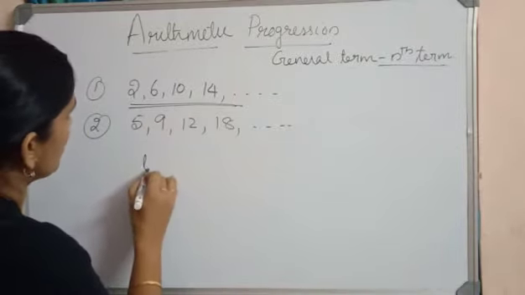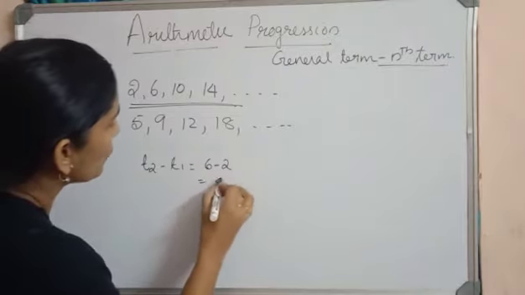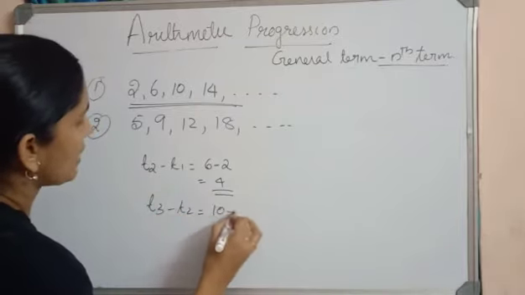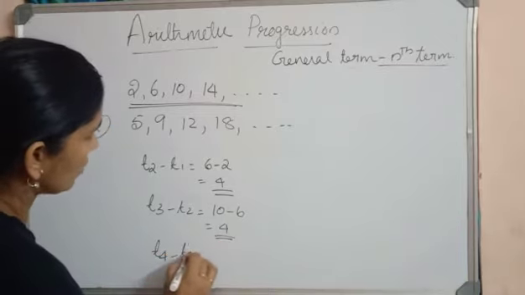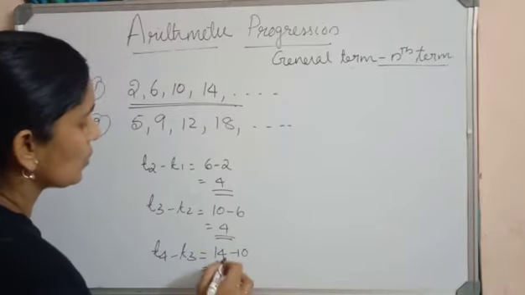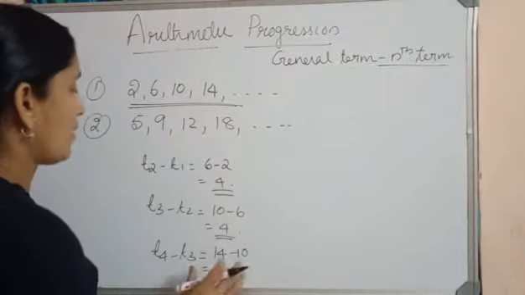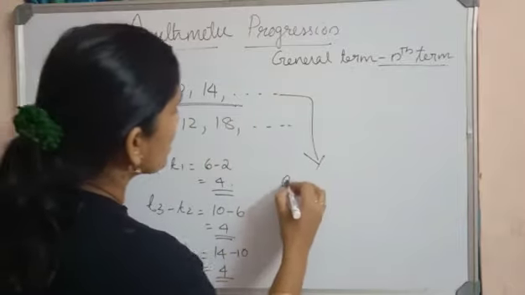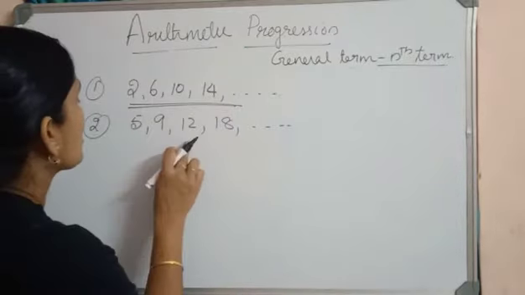T2 minus T1, 6 minus 2, is equal to 4. T3 minus T2, 10 minus 6, is equal to 4. T4 minus T3, 14 minus 10, again is equal to 4. So in all the cases, you are getting the same constant number as the difference. So we can say that this is an example of an AP, and the first term is 2 and the common difference is 4. Now, consider the second question.